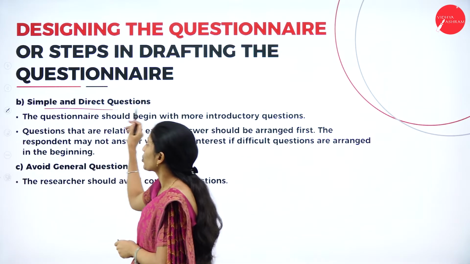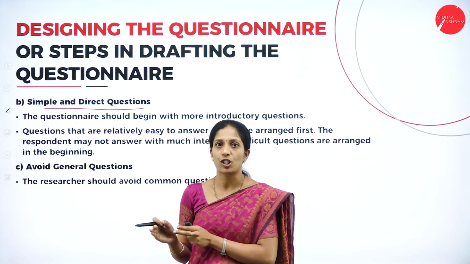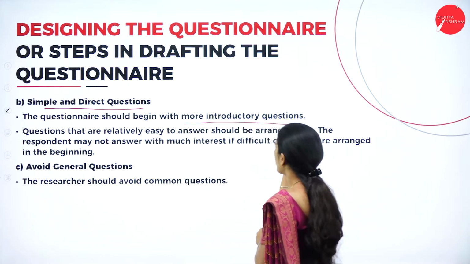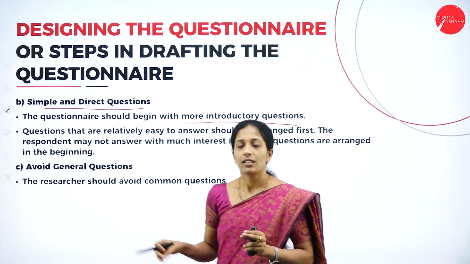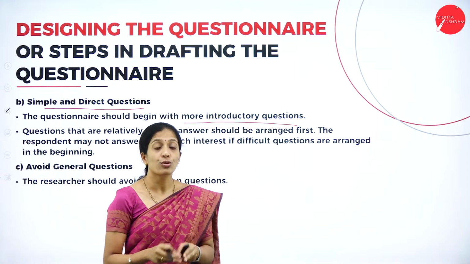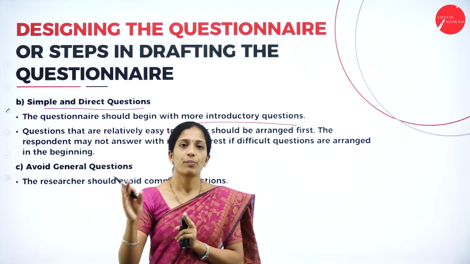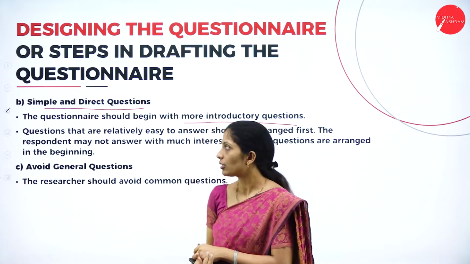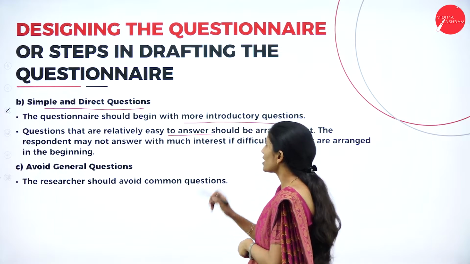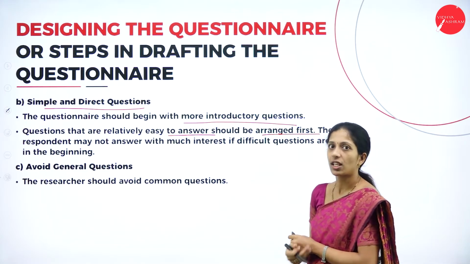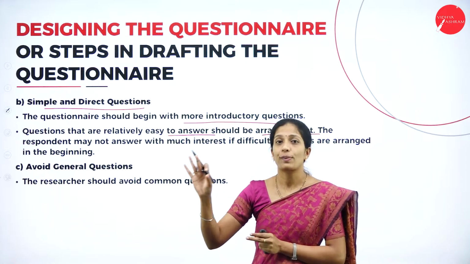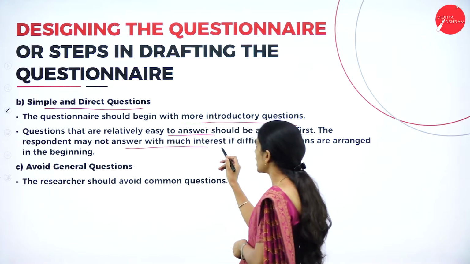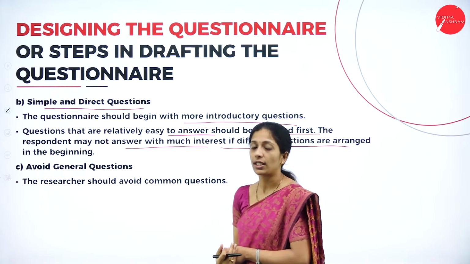Next one is simple and direct questions. The questions should be as simple as possible and direct questions have to be asked to the respondent. The questionnaire should begin with more introductory questions. So first, in the questionnaire, the researcher wants to know about the respondent, not too personal questions, but the basic introduction has to be there. Then he'll come to the topic. So questions that are relatively easy to answer should be arranged first. So which are the questions that are relatively easy? That has to be arranged first. The respondent may not answer with much interest if the difficult questions are arranged in the beginning.